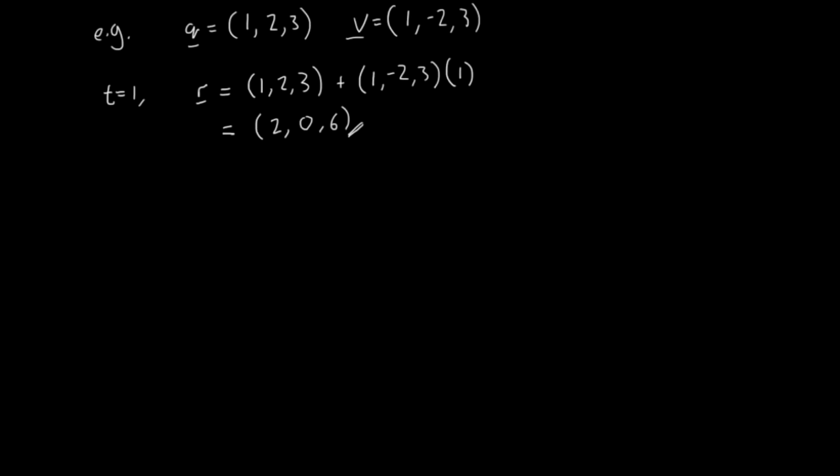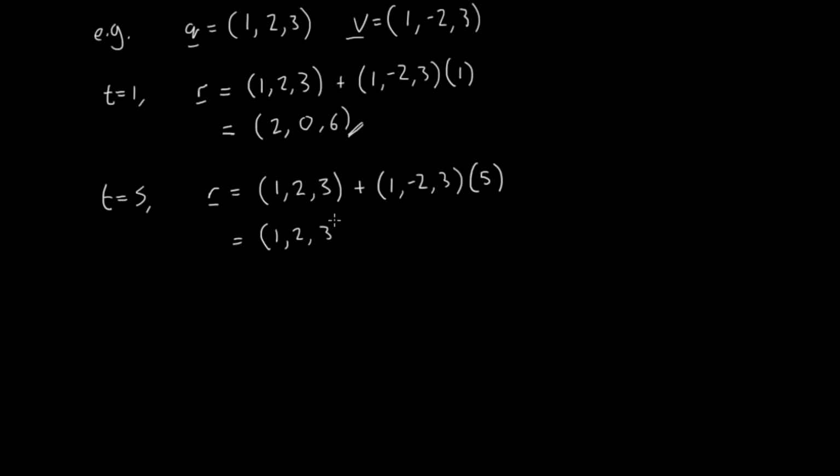Right, so let's scroll up a bit. So what happens when t equals 5? So if we use the same vector equation, we have Q, which is the start point, plus the velocity vector V, and this time we're going to multiply that by 5. So I'm going to have to do a scalar multiplication first.